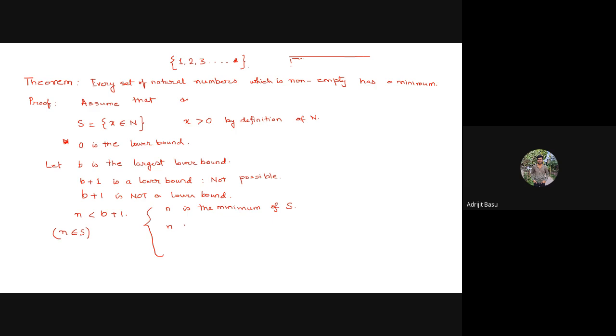If this is not true, n is not the minimum of S, then this is the second possibility. We have some m which belongs to S for which we have m less than n. N is not the minimum. So that means there must be some other element which is lower than n. Yes, sir.